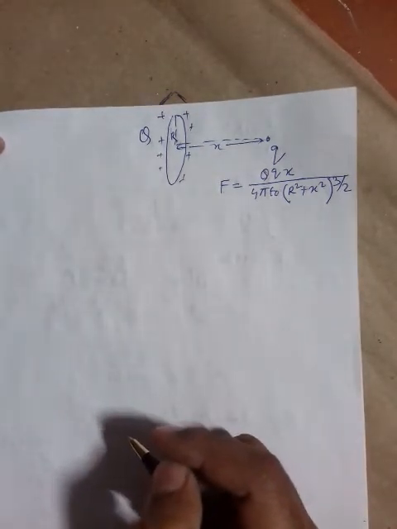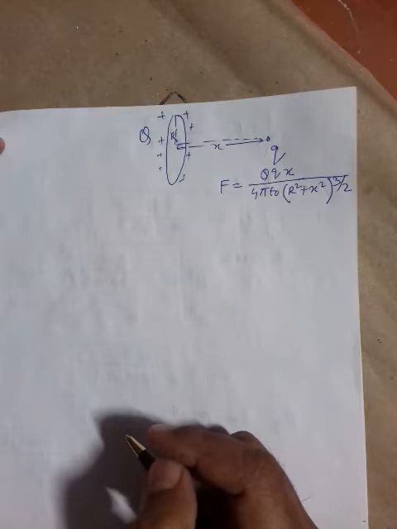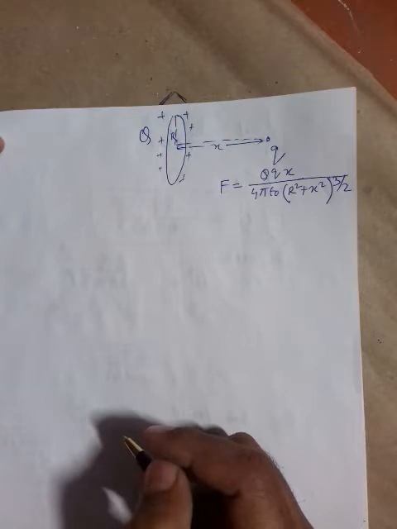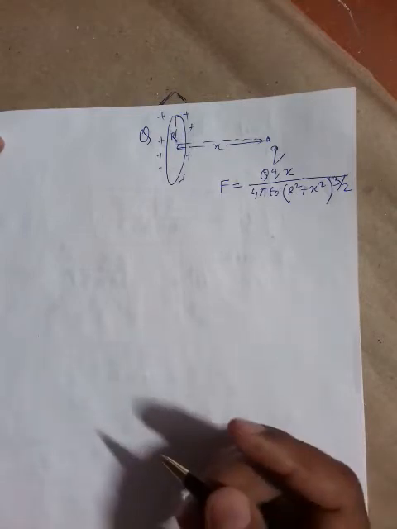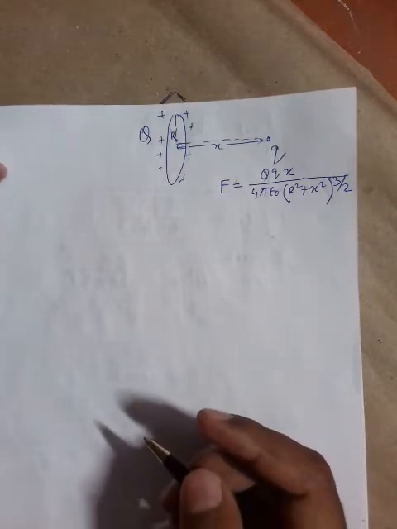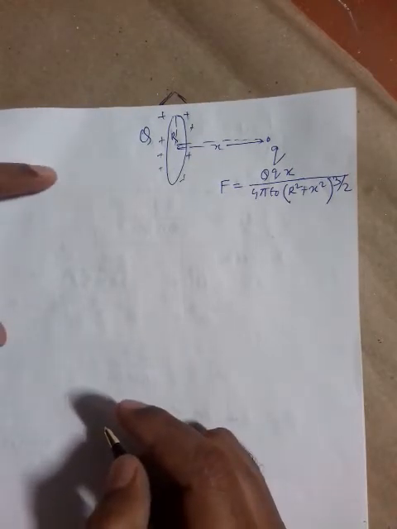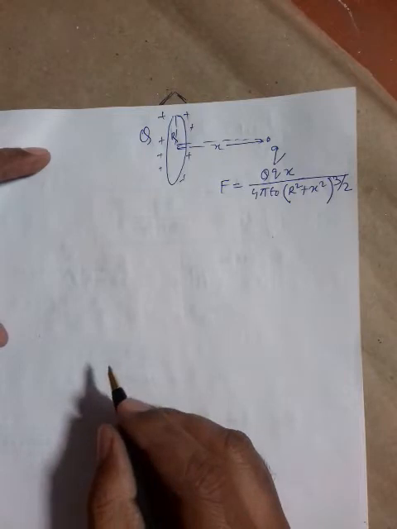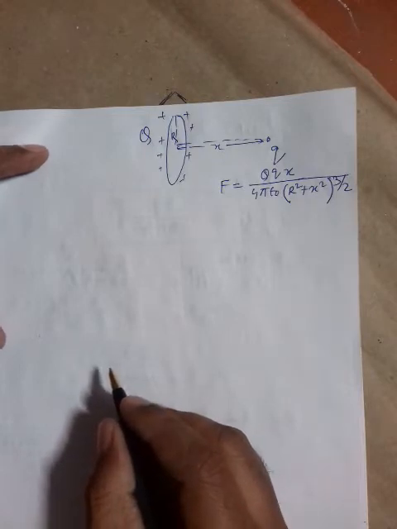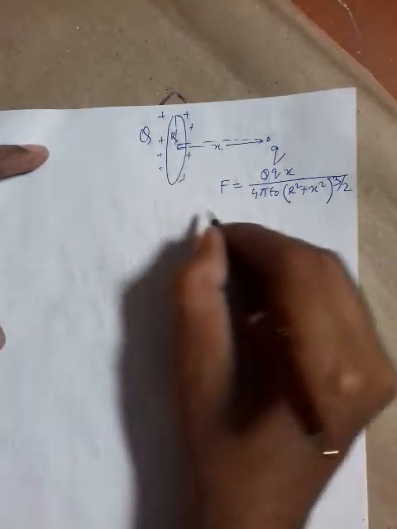It was a ring, and the force acting on the point charge because of the ring. We are discussing how to calculate force acting on a big size object, so one point charge and one big size object. After that, this idea of a ring I want to extend to a disc.